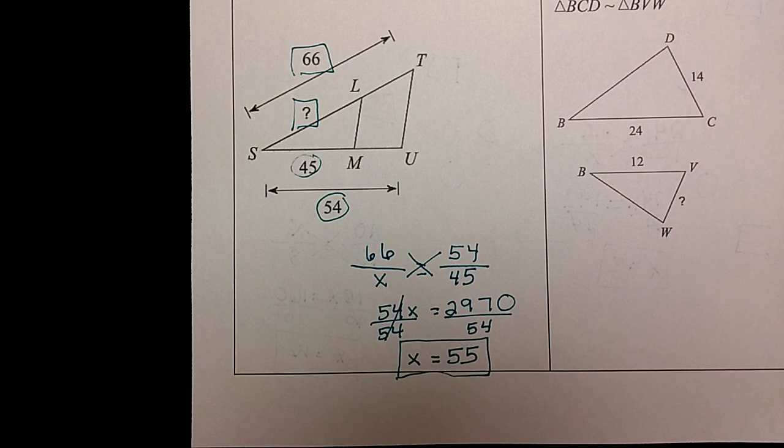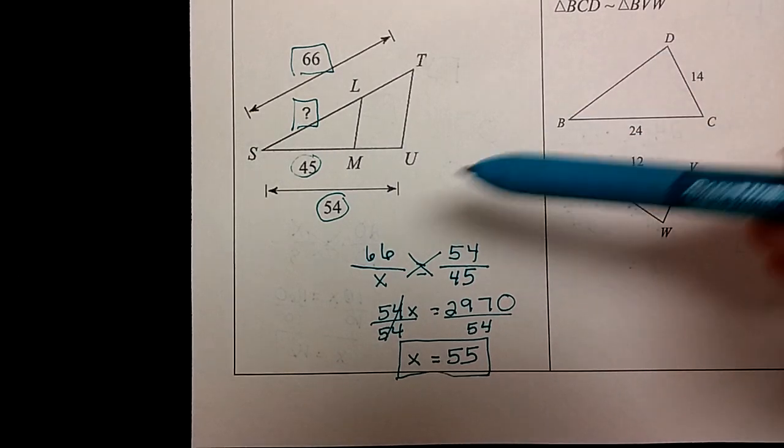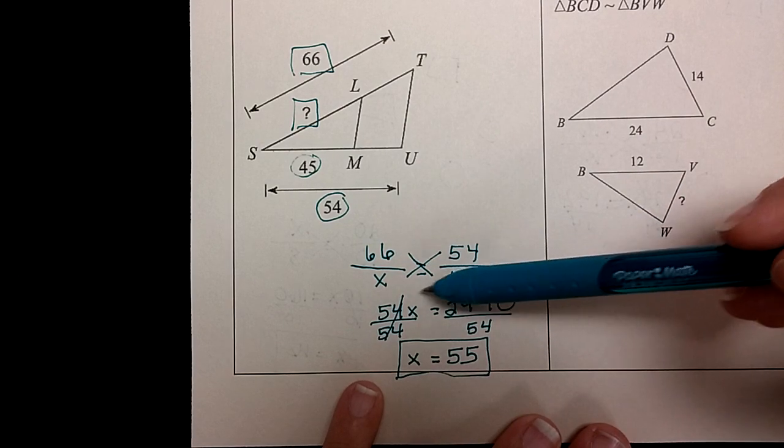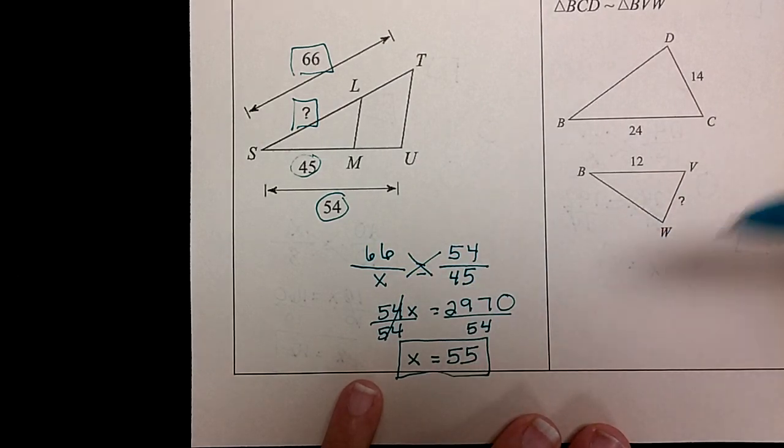So for all of these, you have to set up a proportion, bigger number on top, smaller number on the bottom, and make sure they're corresponding sides, okay? Once you have it set up, we cross multiply and get the variable by itself.